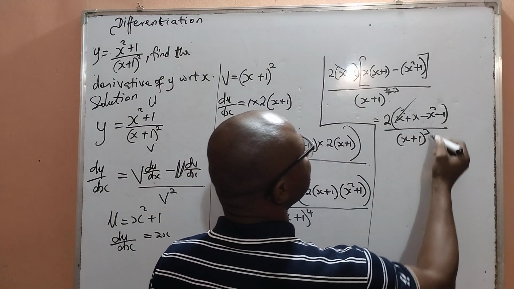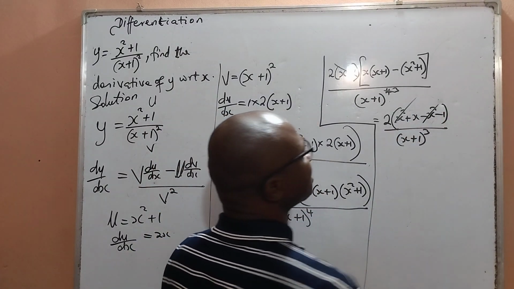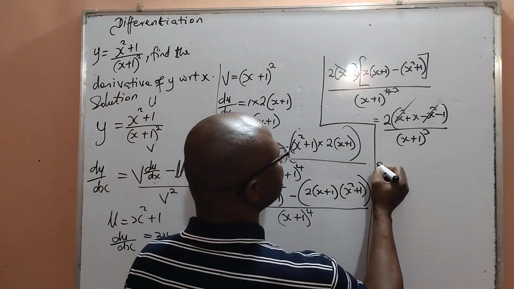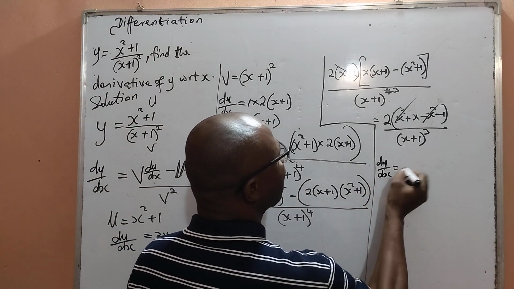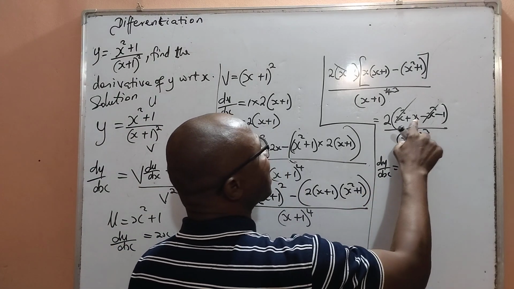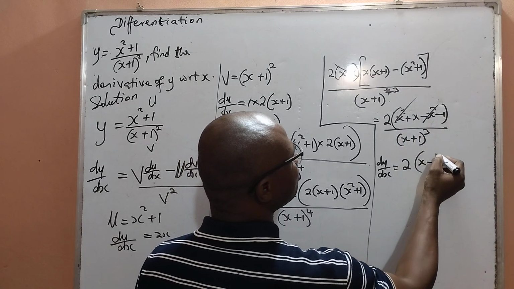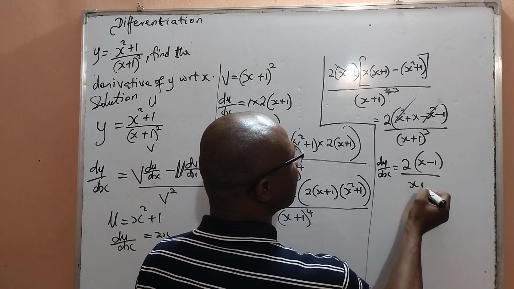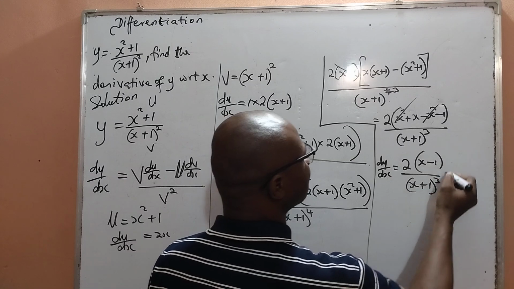X raised to power 2, we cancel out minus x raised to power 2, leaving me with dy/dx as 2 into (x minus 1) all over (x plus 1) all to the power of 3.